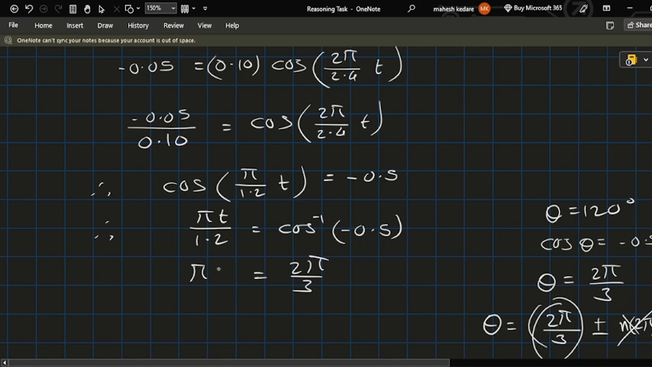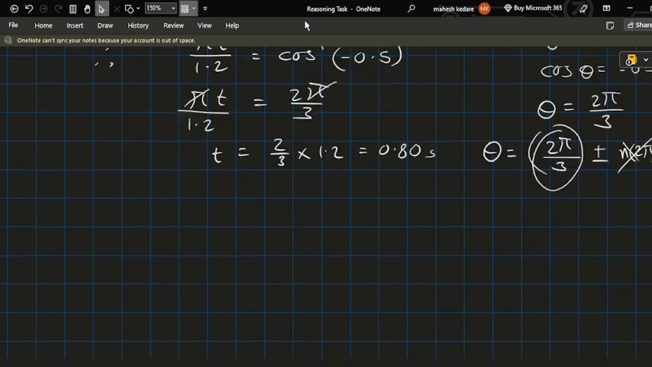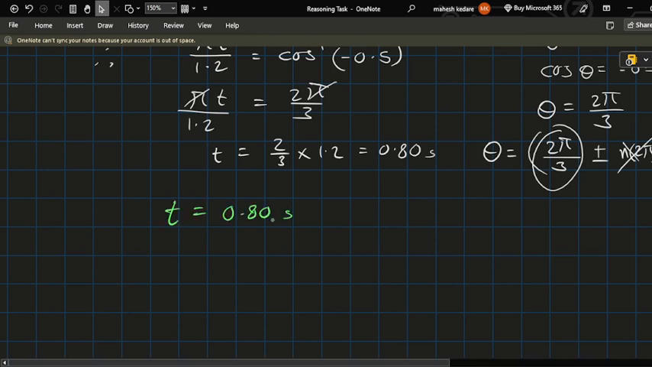On the left hand side we already have pi t divided by 1, and we get pi t equal to pi by 3 times, in seconds. The answer to this question is t equal to 0.80 seconds.